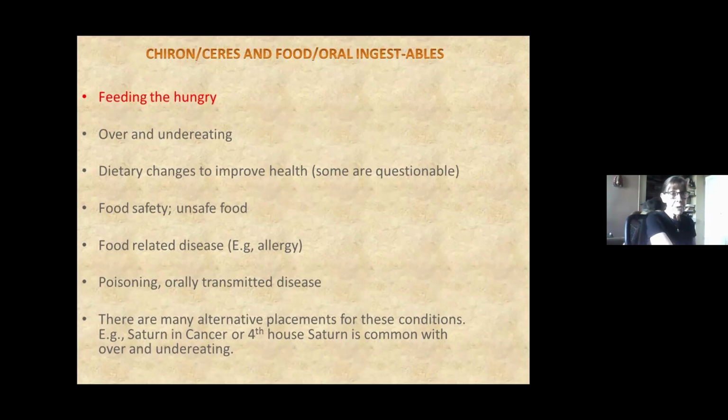But I know for sure it has to do with over and under eating, dietary changes to improve health, even when some of them are questionable, food safety and unsafe food, food-related disease like allergy, poison, and other orally transmitted diseases. Now, in terms of these conditions, particularly about overeating and undereating, Saturn in Cancer and a fourth house Saturn will say the same thing. They are always a little too fat or a little too skinny. That's Saturn in Cancer. And you see it with many Ceres Chiron people too.